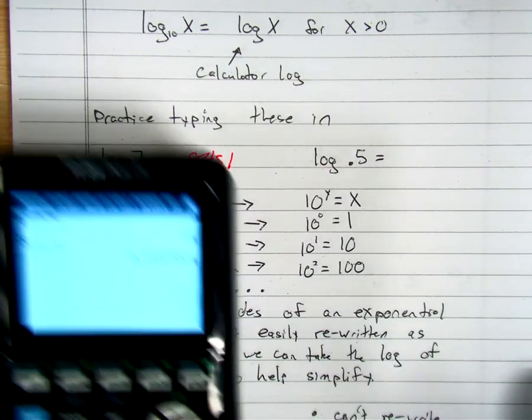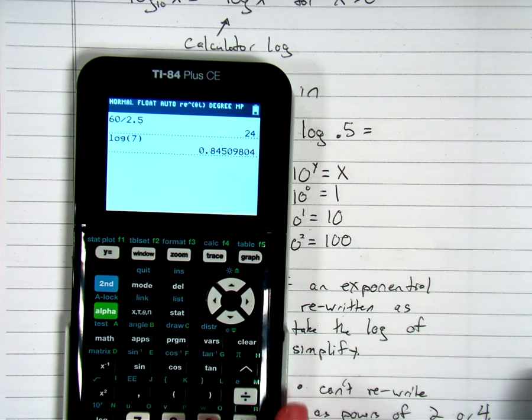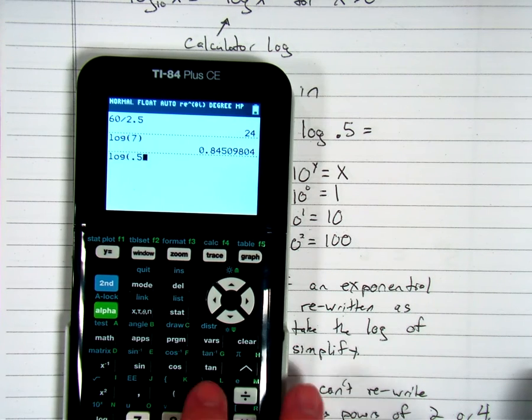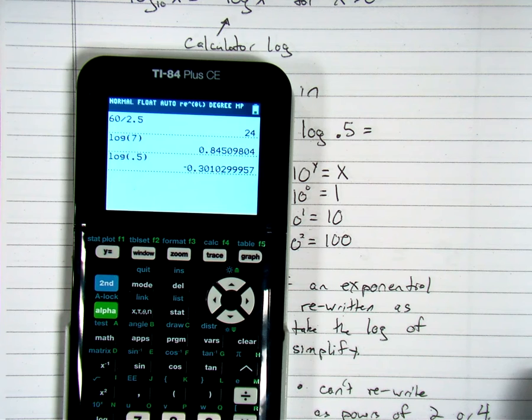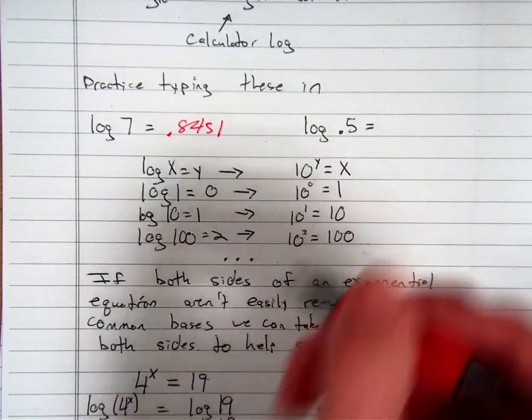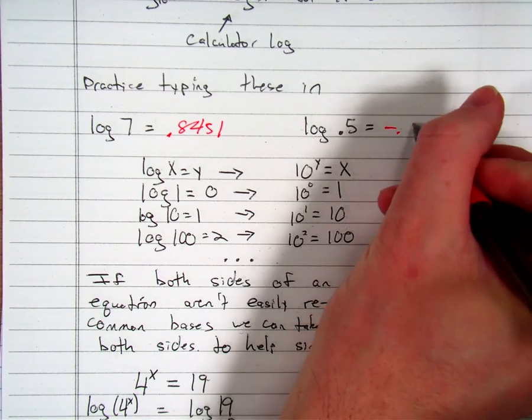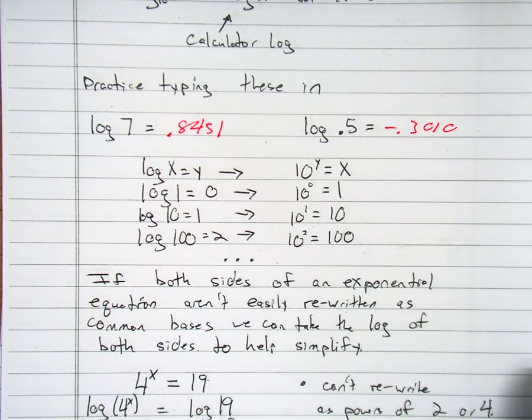Same thing over there with a log of 0.5. Log 0.5. Negative 0.3010. Alright, so that's the log button on your calculator, and that's how that works.